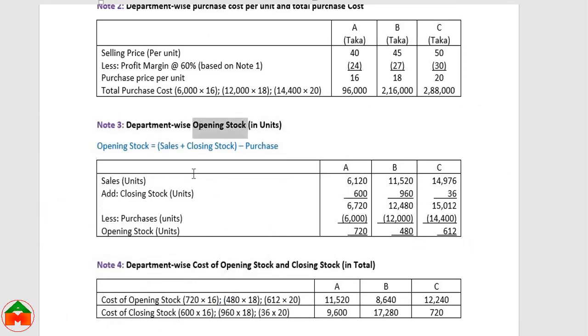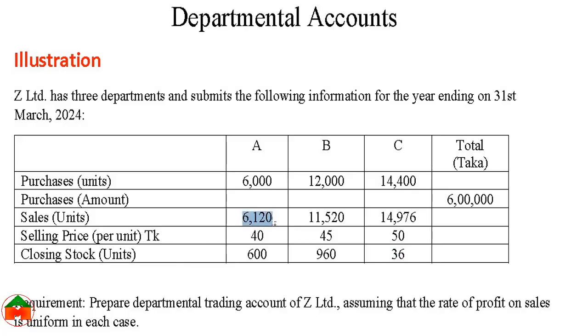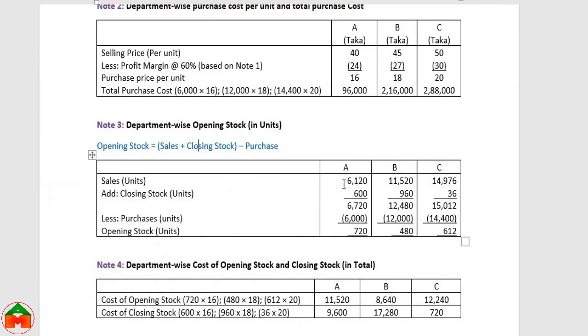As you can see, we can calculate the opening stock by adding the closing stock with sales, then we will deduct the purchase. So from the question, we can see the amount of sales is 6120 and the closing stock is 600. We will add this one and this one. After that, we will deduct purchase to get the opening stock. So here 6120 is the sales, then we will add the closing stock. After that, the total amount is 6720. From this balance, we will deduct the purchase, which is 6000. Ultimately, the opening stock is 720.